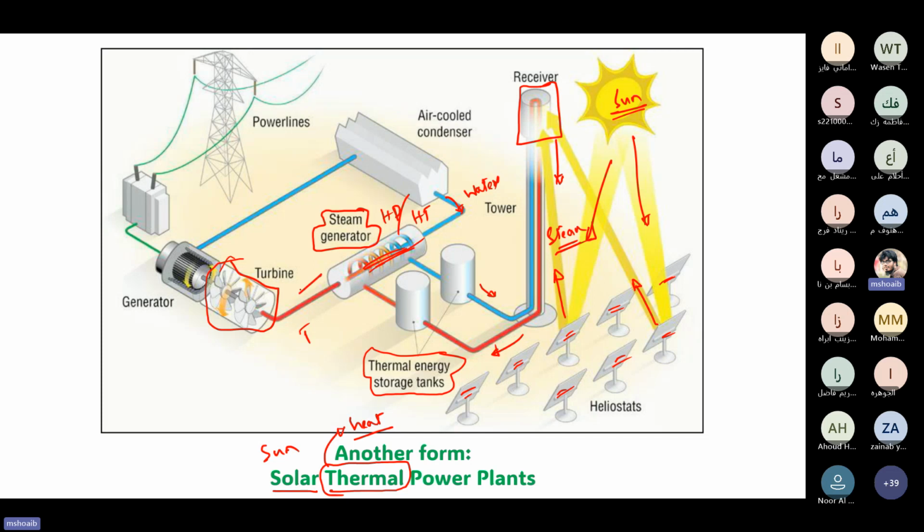This one is passed through the turbine. This turbine is now rotating. This rotation is now converting into electrical energy in the generator. So this is actually the idea. Here we are using the heat of the sun to boil the water and make steam. That steam becomes high pressure steam, passes through the turbine, rotates it, and thus rotates the rotor and converts to electrical energy. So this is actually a solar thermal power plant. I hope it is clear.